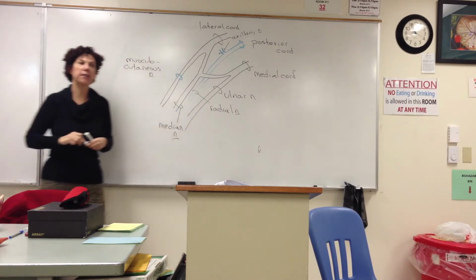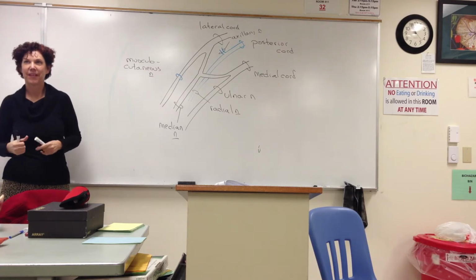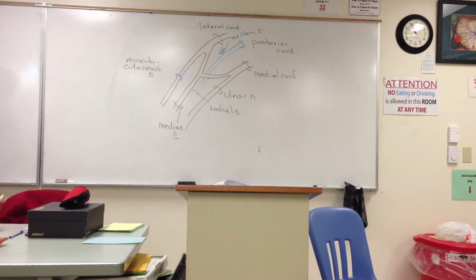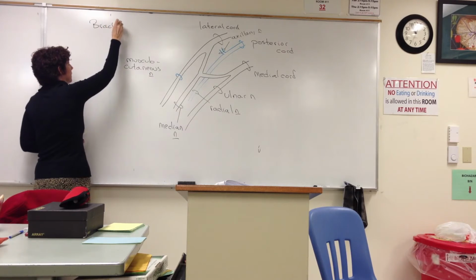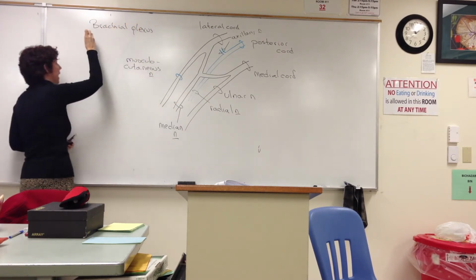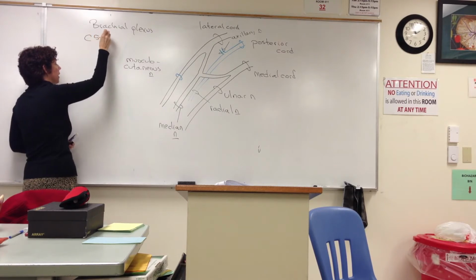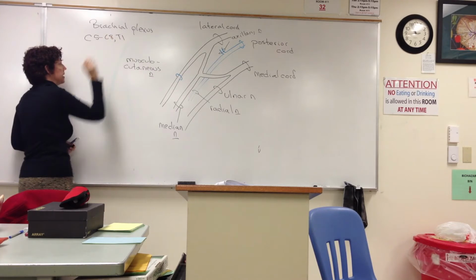So these are the nerves that you need to know for the upper extremity. You don't need to be able to draw or identify the trunks or the divisions of the brachial plexus, but these are the nerves of the brachial plexus. You do need to know, and they come from C5 through C8 and T1.